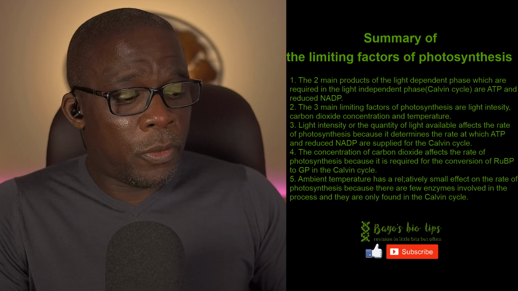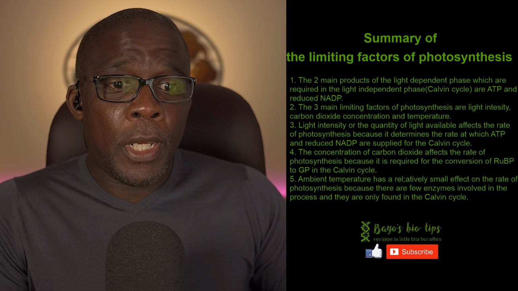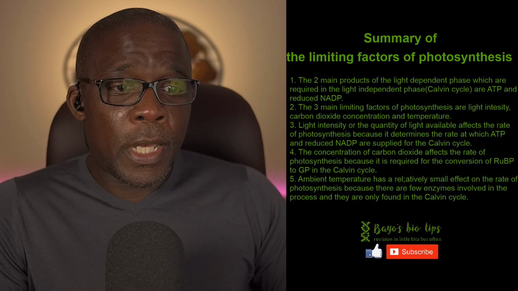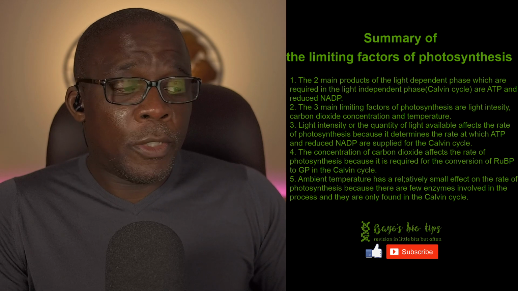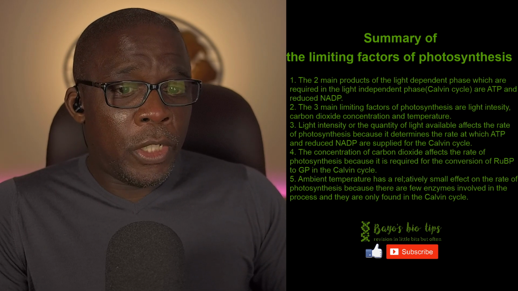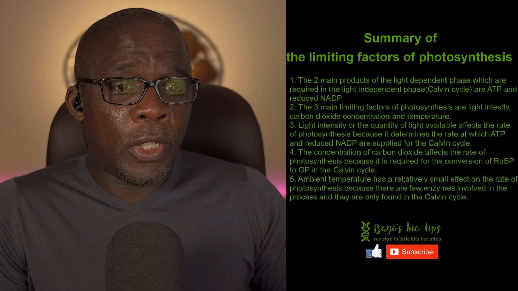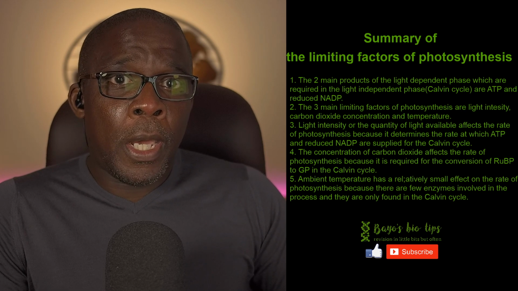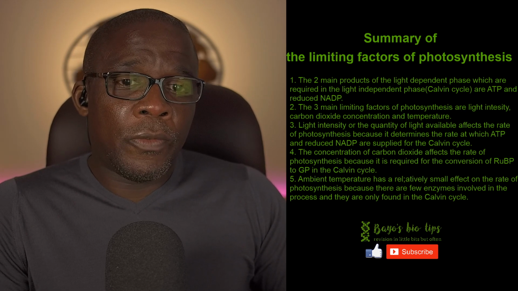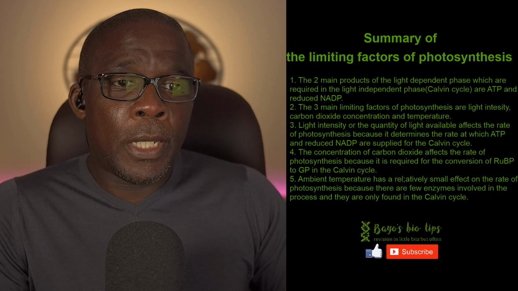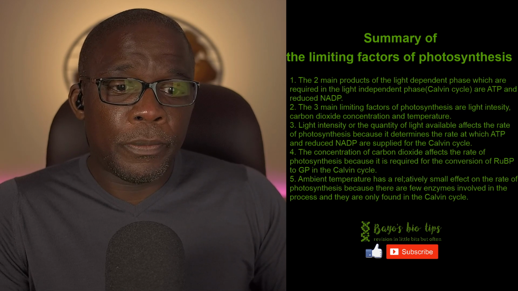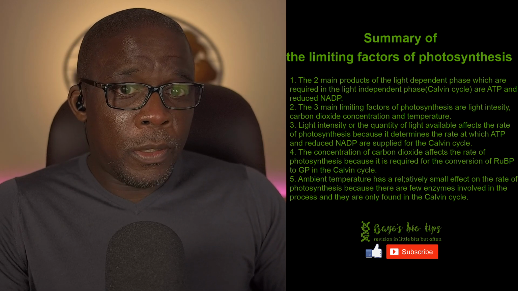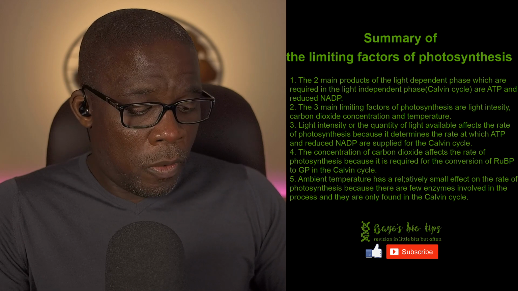And then we finally closed with ambient temperature and how that affects the rate of photosynthesis. And that's because it affects enzymes. A change in the shape of the key enzyme, rubisco, means that you end up with basically less of the conversion of RuBP to GP, and all of the other processes slow down. So that is basically it on the limiting factors of photosynthesis.